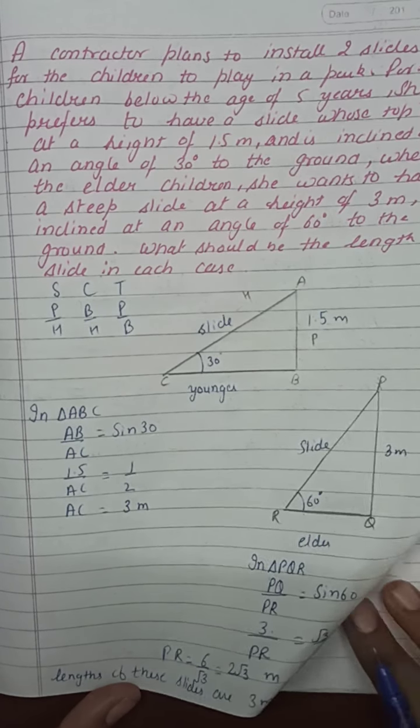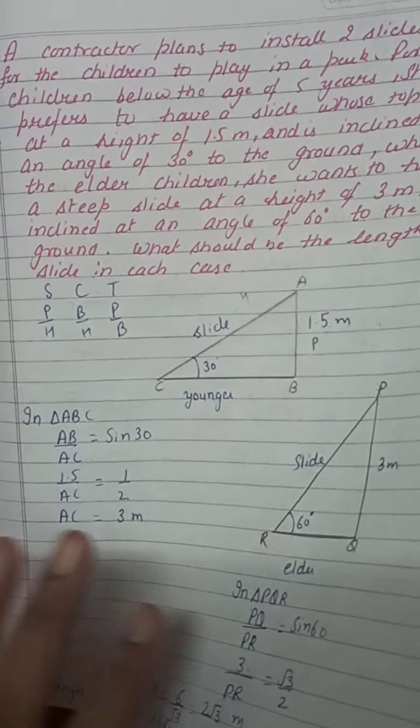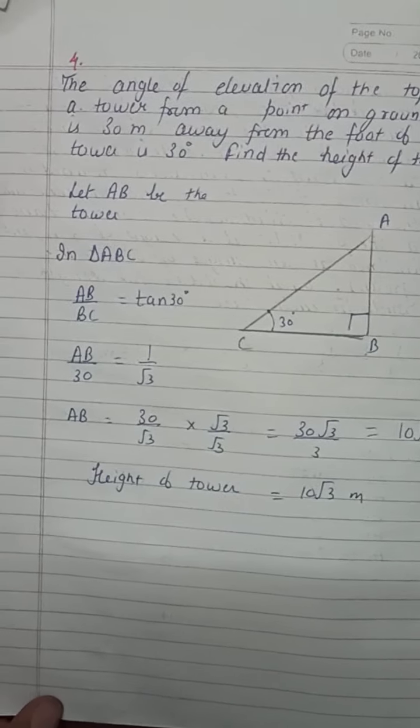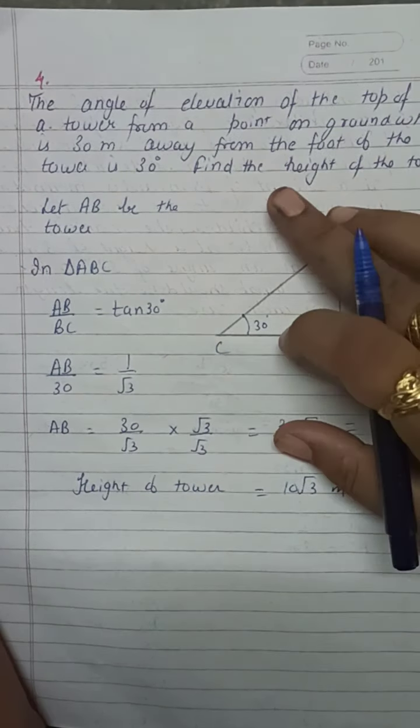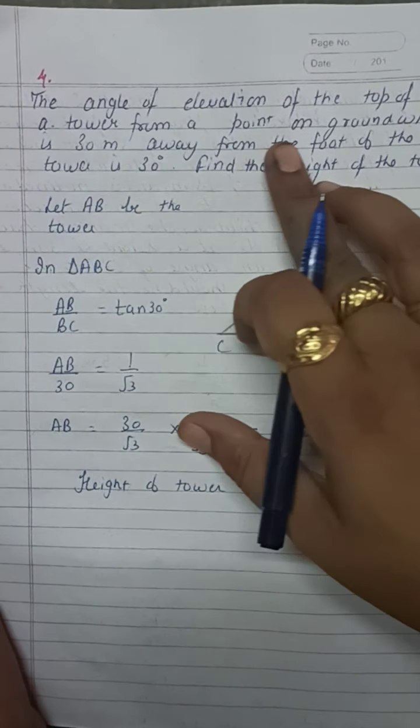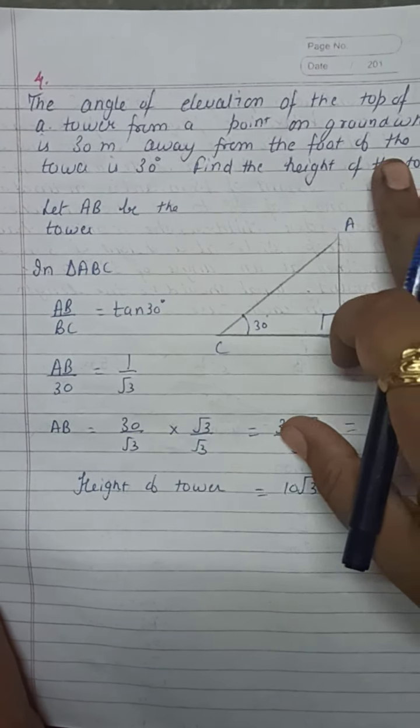That was my question number 3. Now I am moving towards question number 4. So what is given in question number 4? That is a very easy question. The angle of elevation of the top of a tower from a point on the ground which is 30 meter away from the foot of the tower is 30 degree.